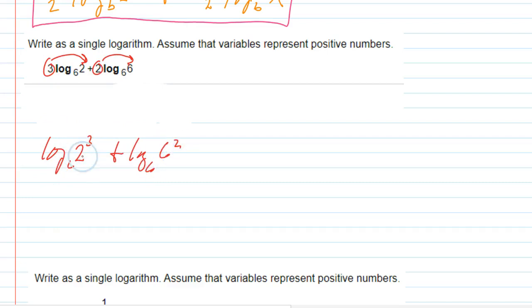Well, 2 cubed is 8, so log base 6 of 8 plus log base 6 of 6 squared is 36. The plus symbol there tells us to multiply the 8 and the 36, and that gives us a final answer of log base 6 of, and 8 times 36 is 288.